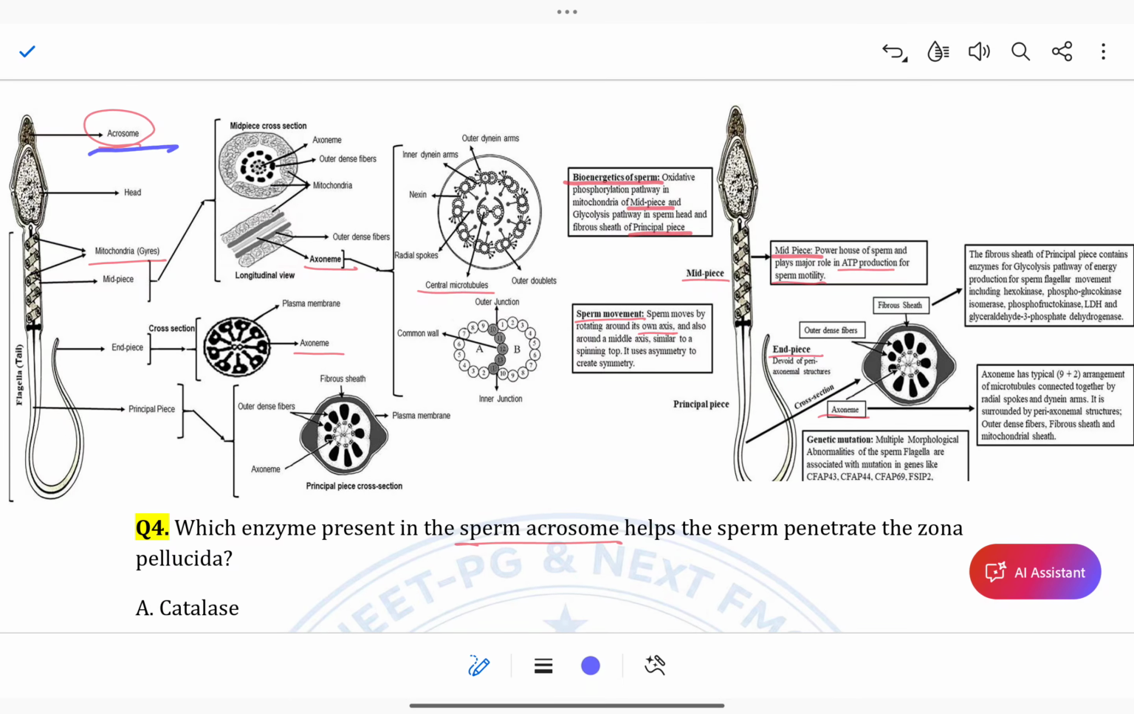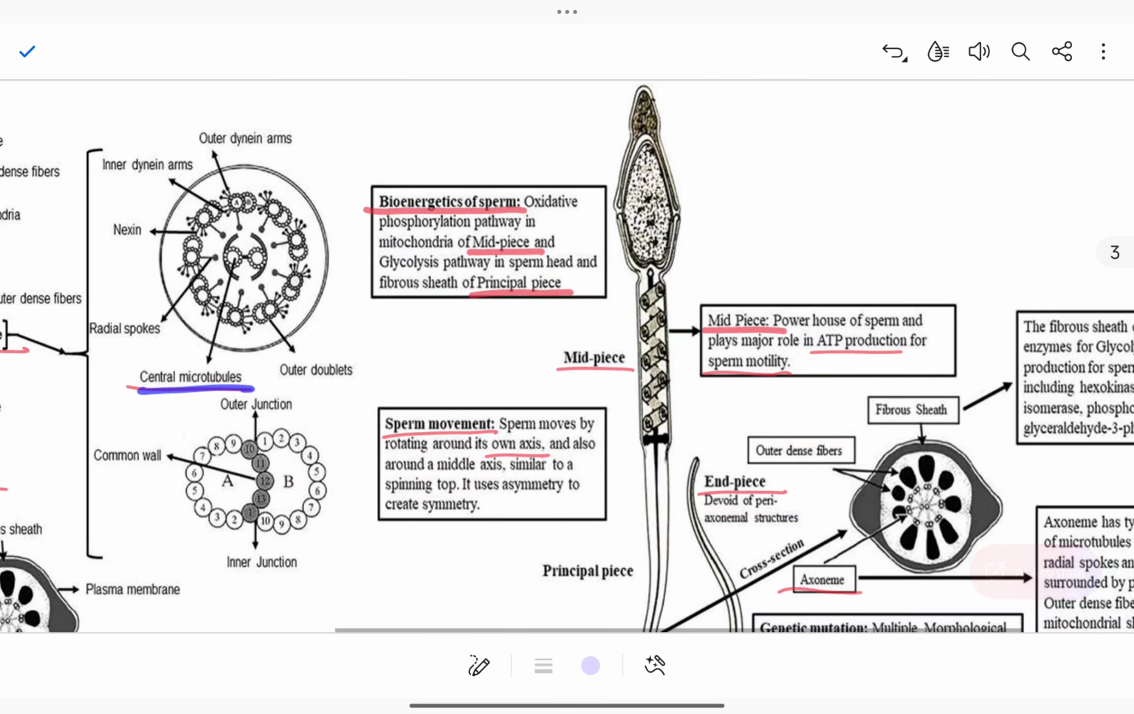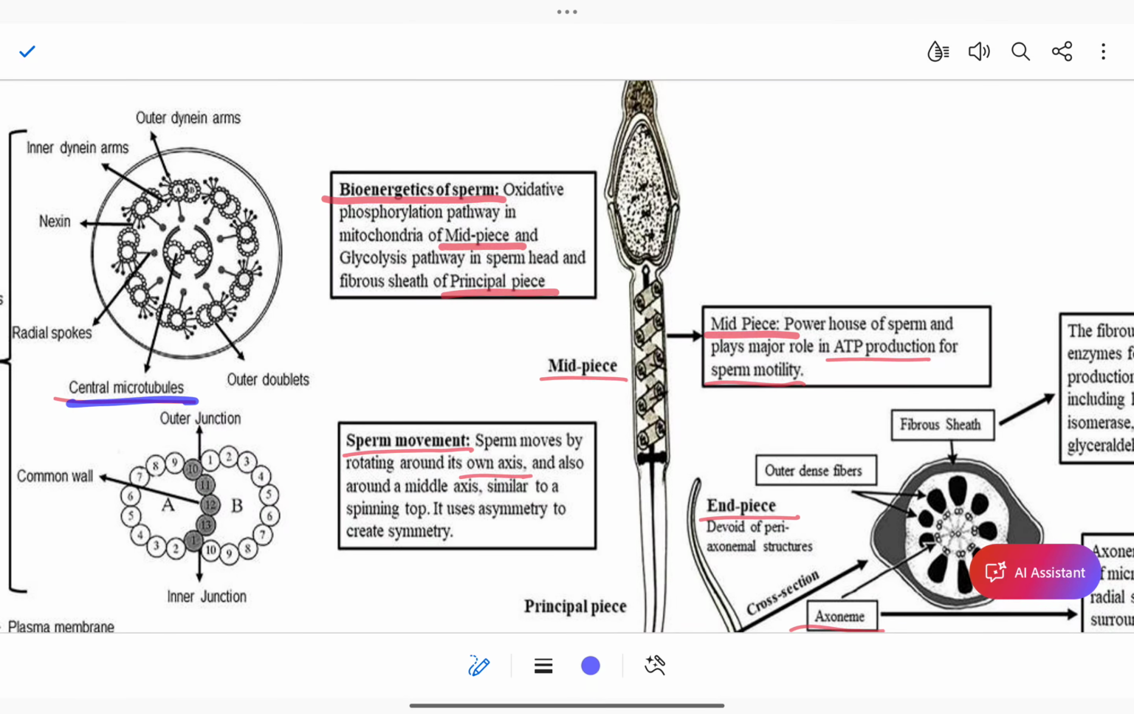Yes, so this is acrosome, mitochondria in the middle, centriole, and I will tell you one important point: the bioenergetics of the sperm, oxidative phosphorylation pathway in the mitochondria, midpiece and glycolysis pathway of the sperm and the fibrous sheath. A sperm moves by rotating around its own axis and also around its middle axis, similar to a spinning top, and it uses asymmetry to create symmetry. Okay, midpiece is same here.